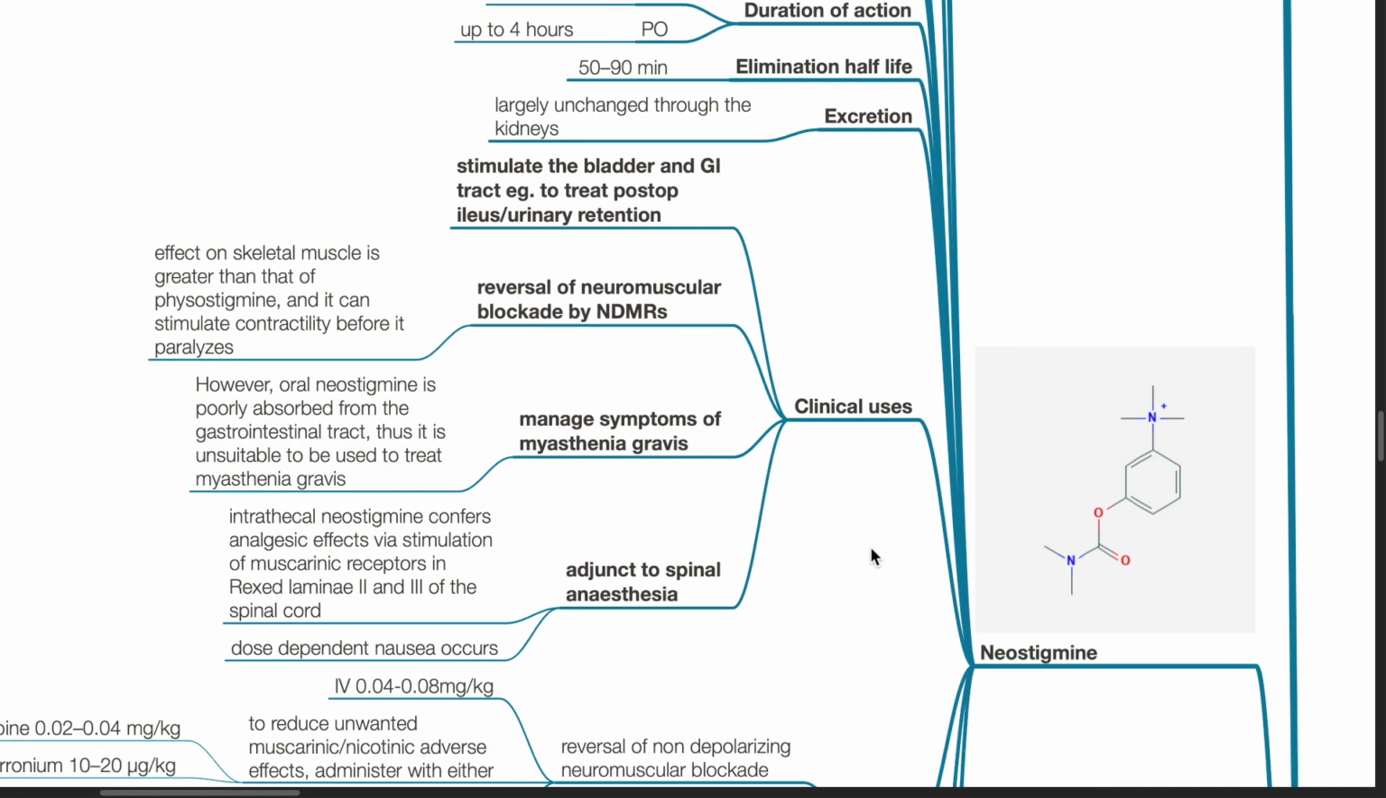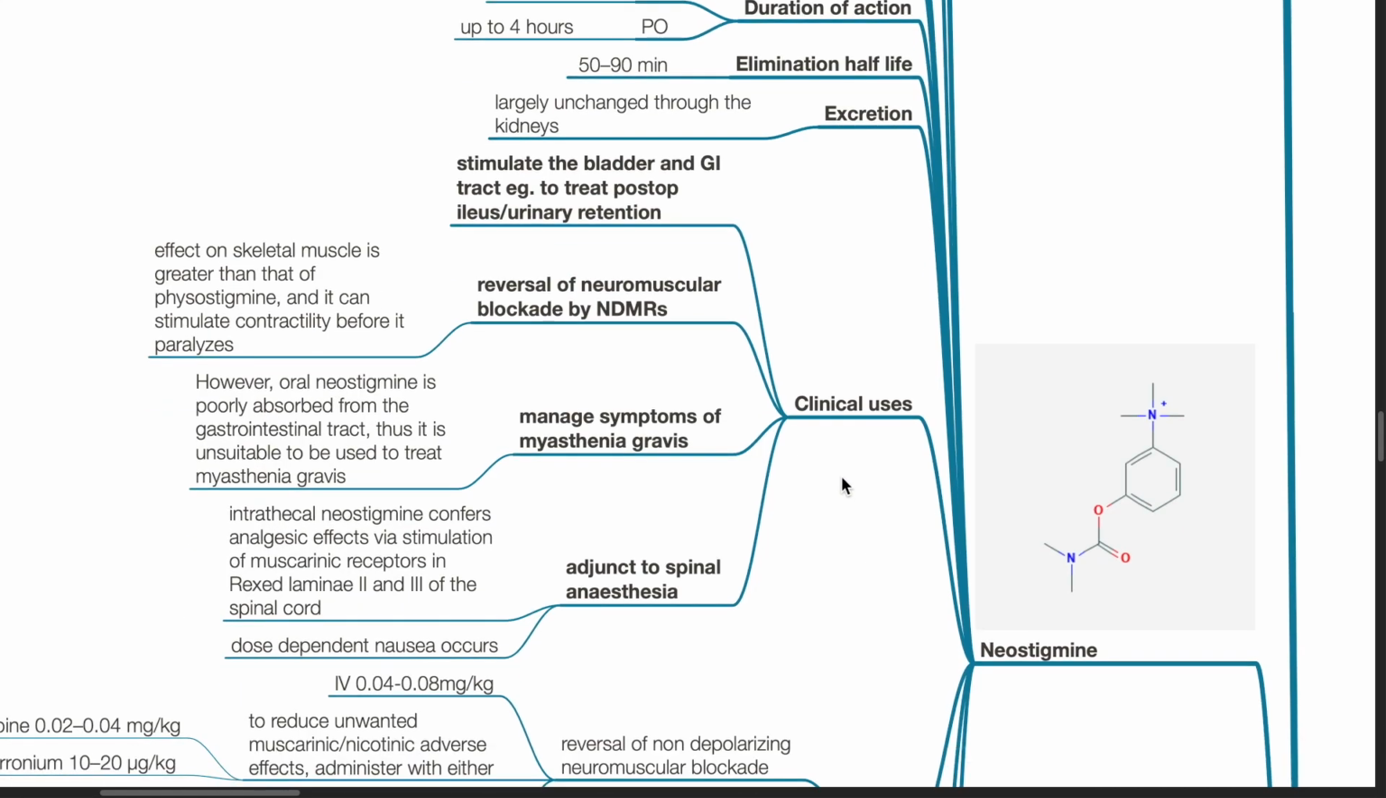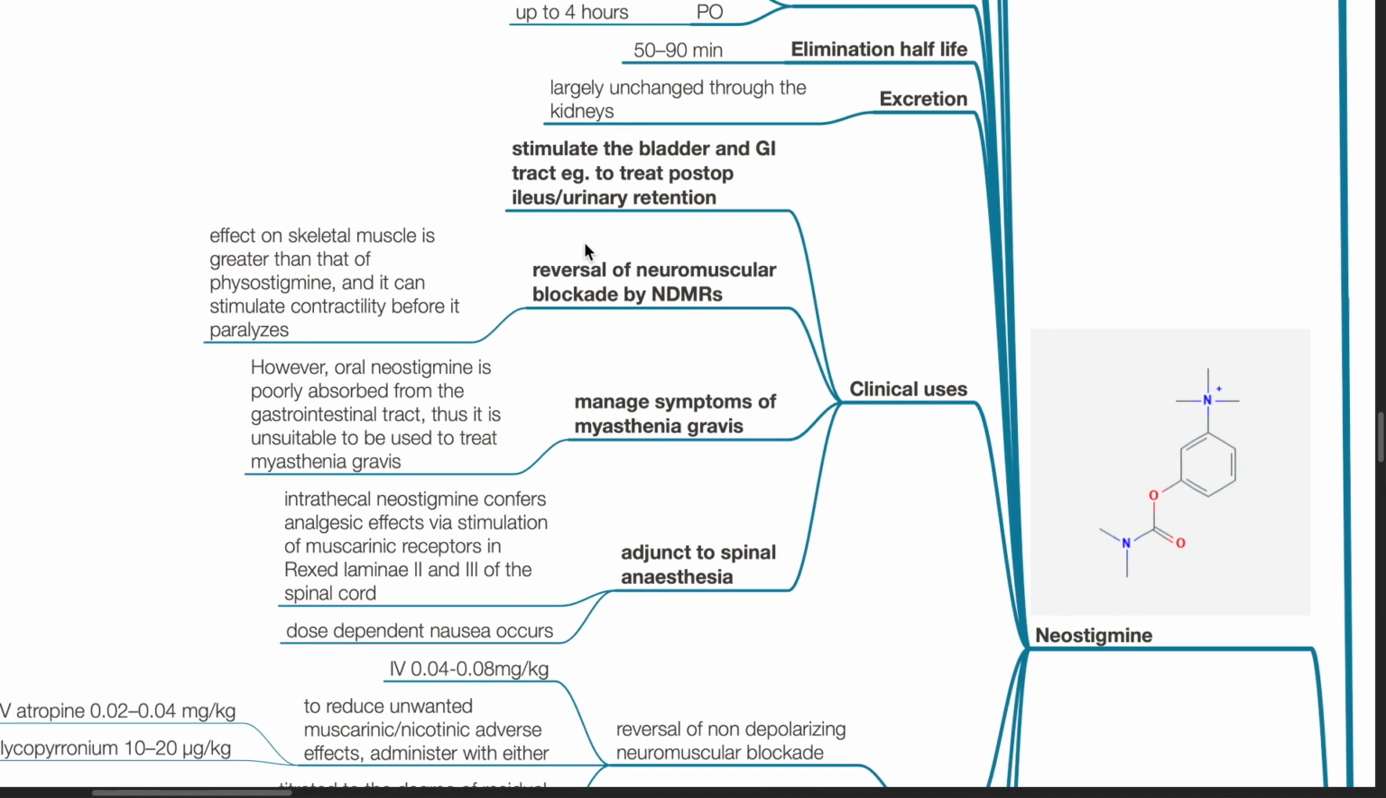Clinical uses of neostigmine include to stimulate the bladder and the GI tract, such as to treat post-operative ileus and urinary retention, and reversal of neuromuscular blockade by non-depolarizing muscle relaxants.